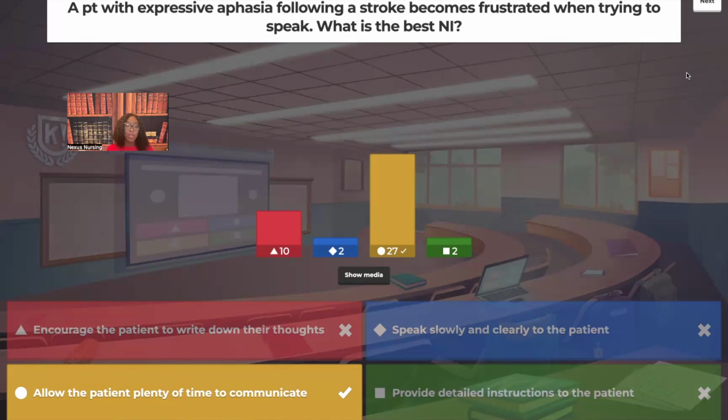Now, let's look at the wrong answer choices. Encouraging the patient to write down their thoughts. No, we want them to use their words. They have expressive aphasia. We want them to get better at communicating their thoughts through verbal language. So false. Next, speak slowly and clearly to the patient. Is there anything in this question that said that patient can't hear? Or that the patient has a cognitive deficit where they can't understand what you're saying? No. And last, provide detailed instructions to the patient. Again, there is no developmental delay. There's no cognitive deficit. The problem is they're having trouble expressing themselves, okay?